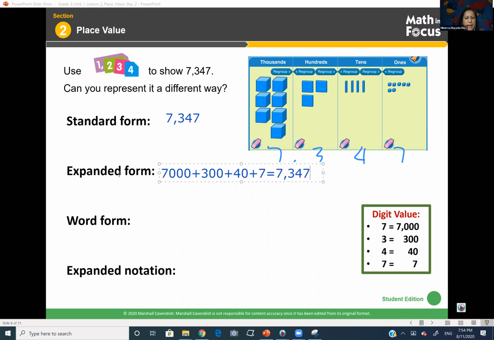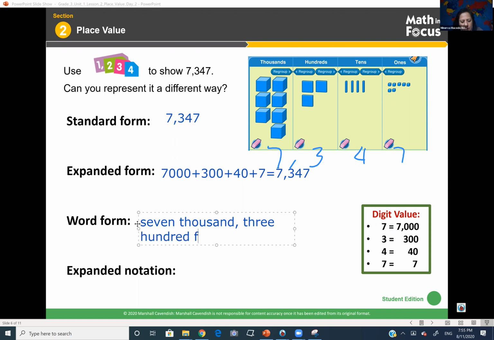Now the word form is using the same number we have. 7,347 is going to make the word form of the number that we have. So let's write it down. 7,347. Now to finish, we are going to do the expanded notation.